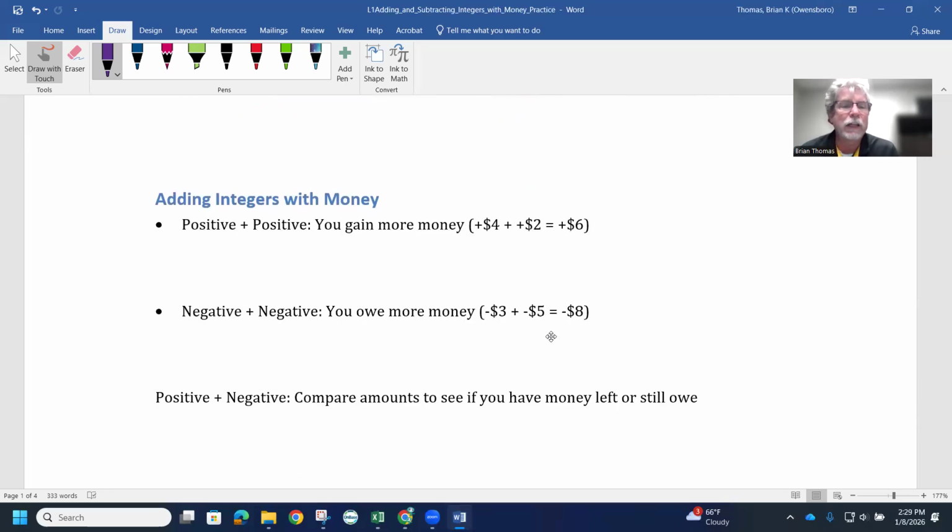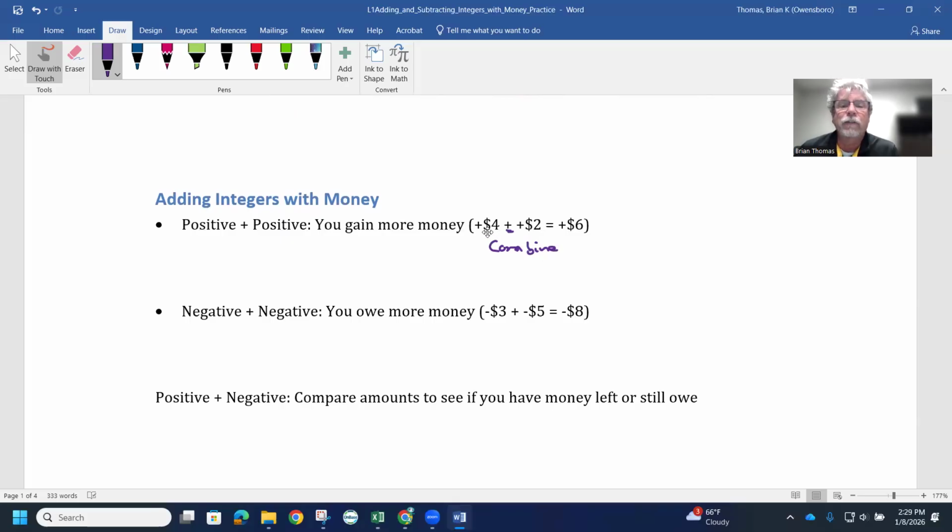So when it comes to adding integers, we know that a positive plus a positive just means you're going to gain more money. So if I have $4 and I combine that with, so remember the word plus kind of means combine.